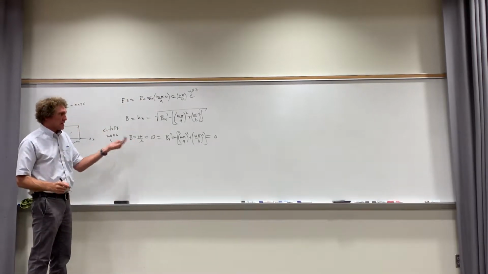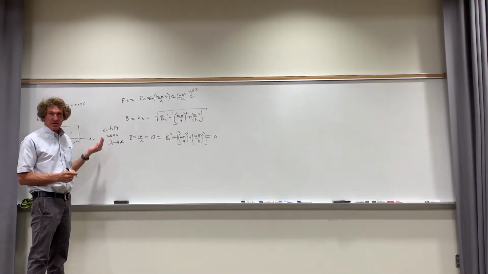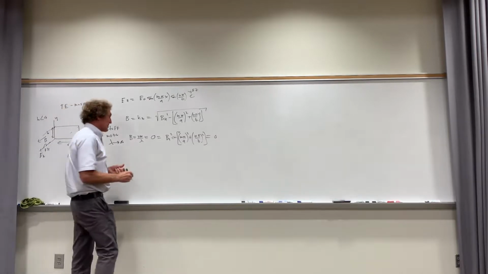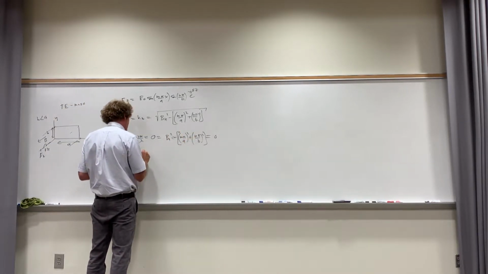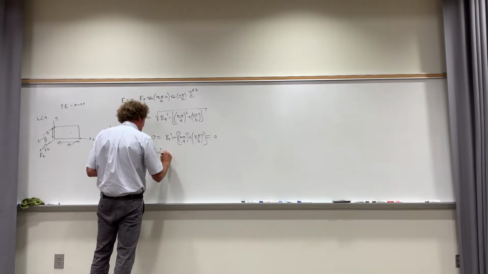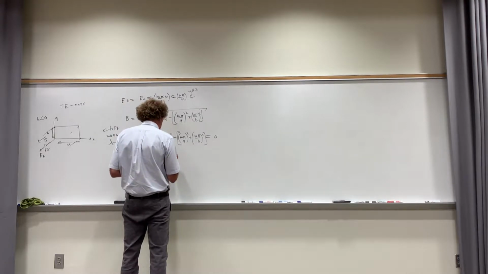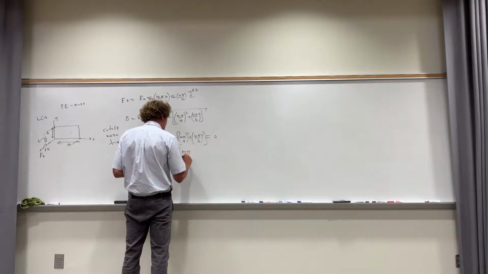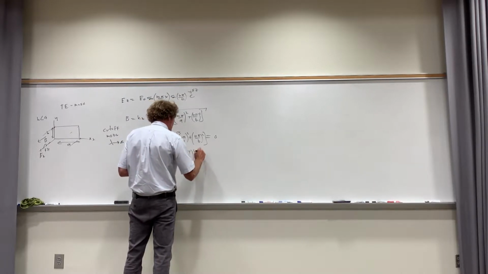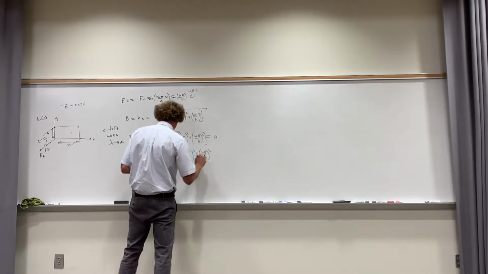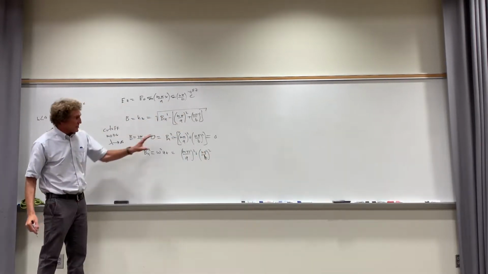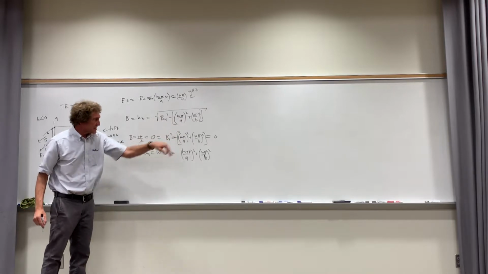Then I can take beta unguided squared to the other side. Actually, I can take this to the other side, and I can say beta unguided squared is really omega squared mu epsilon, and that's equal to the quantity (m pi over a) squared plus (n pi over b) squared. Now the only thing I'm doing here is I took the minus this stuff on that side.